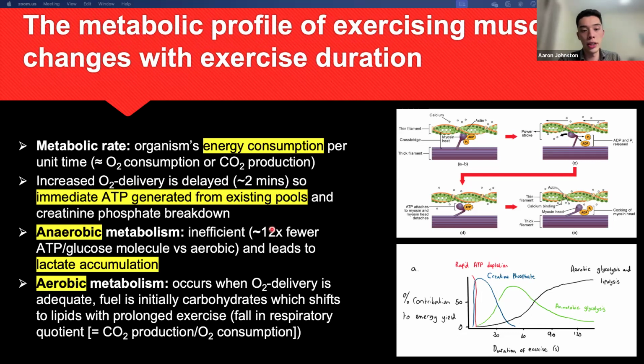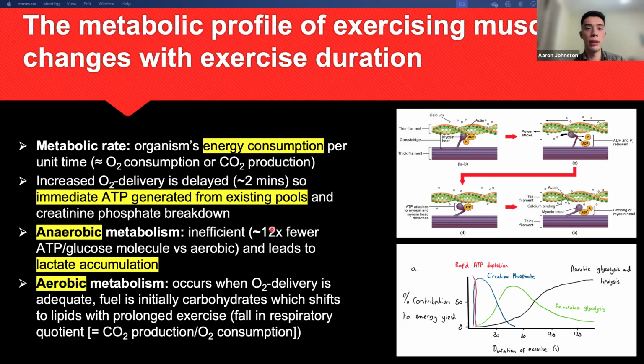So what I do initially is I break down existing pools of ATP present within the myocytes. Then that gives way to the breakdown of creatine phosphate, which, remember, is a local source of phosphate, so ADP can be converted back to ATP. And then this will give way to anaerobic metabolism. So I'll break down glucose, which may be present in the form of glycogen within my muscles. And this is all before I've had a chance to get more oxygen to my muscles.